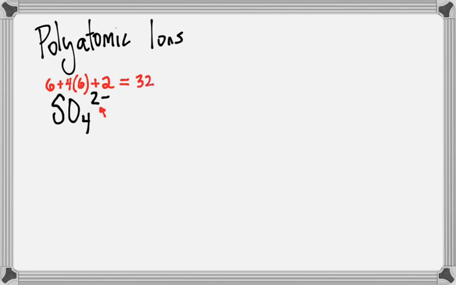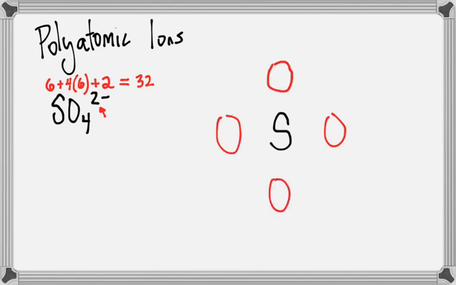From this point on, it's mostly the same as before. We've got 32 electrons to work with. We need to put our sulfur atom in the middle. We're going to surround it by the oxygens. And then we're going to start off by connecting these with single bonds. 1, 2, 3, 4, 5, 6, 7, 8. We just used up 8 of our 32 electrons. So therefore we've got 24 left.